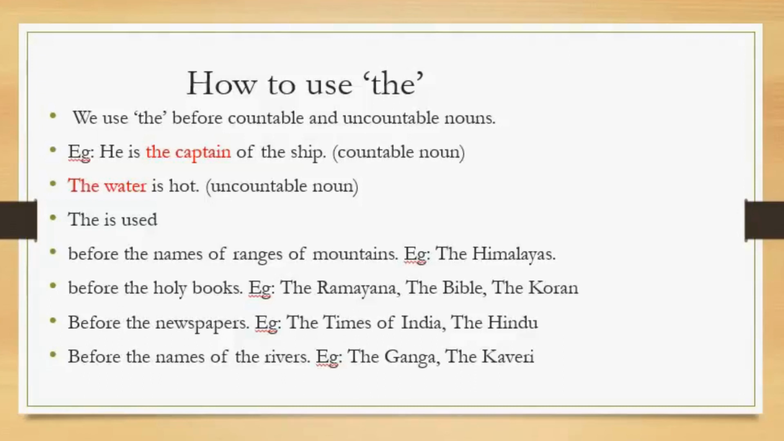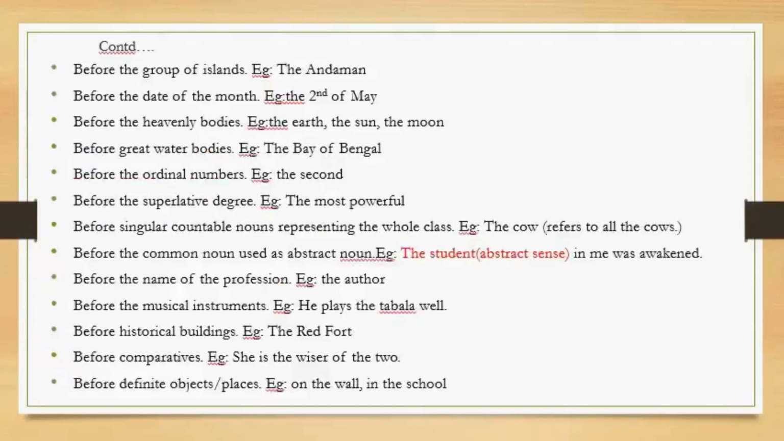The is used before the names of ranges of mountains. Example, the Himalayas. Before the holy books, the Ramayana, the Bible, the Quran. Before the newspapers, the Times of India, the Hindu. Before the names of the rivers, the Ganga, the Kaveri.